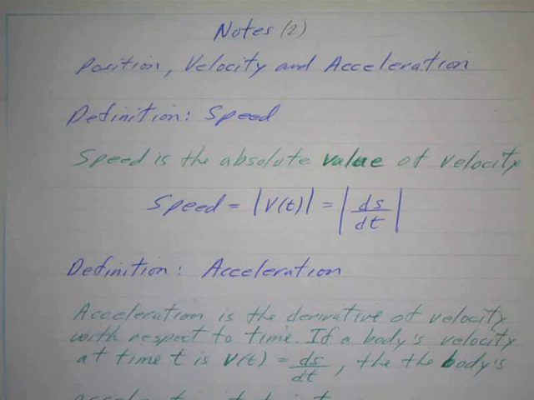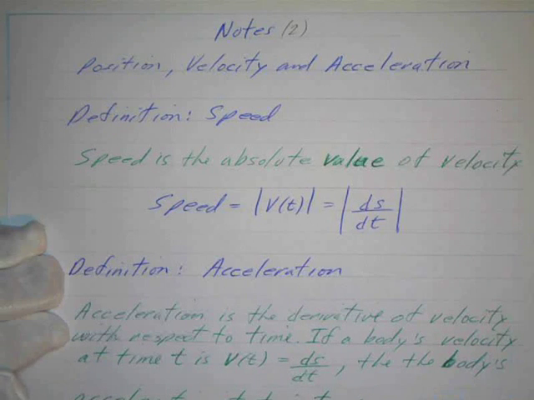Some more notes on position, velocity, acceleration functions, and a definition of speed. Speed is the absolute value of the velocity. In other words, velocity can be positive or negative. If I'm moving to the left, the velocity is negative. If I'm moving to the right, the velocity is positive.